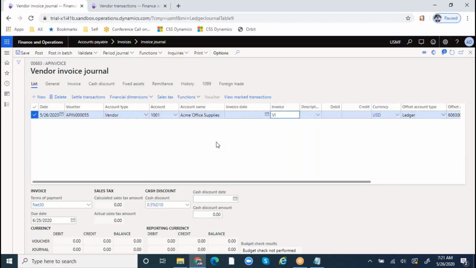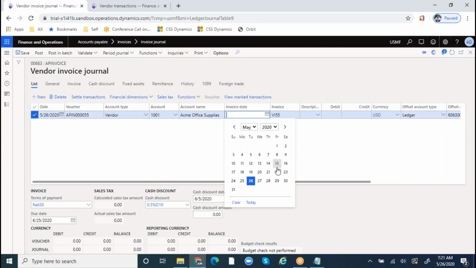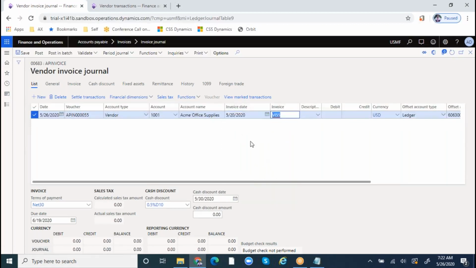Vendor invoice 55, suppose. The invoice is generated 5 days back, that is on the 20th. Now I'm doing the invoice now, suppose 351. So it is 5 days back. The invoice was generated by the vendor 6 days back, but I'm doing it today. Now 45 days.